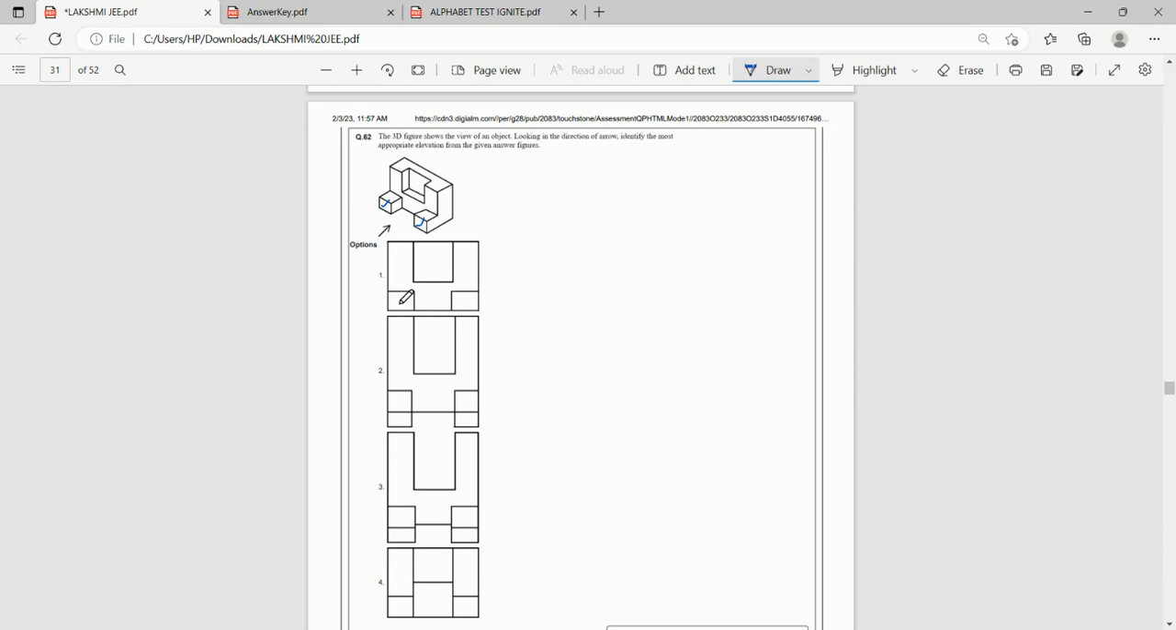This section. So that is here. Then the central portion is okay. We have to find the front view. Then this is okay. So option one is okay compared to other.